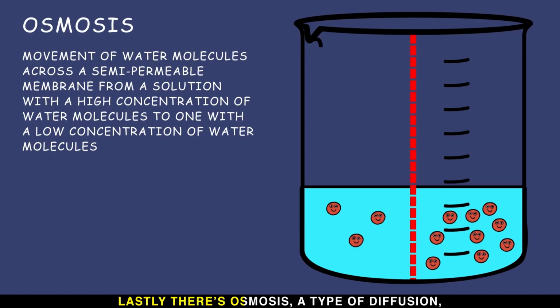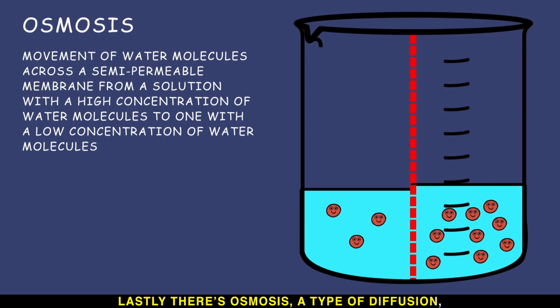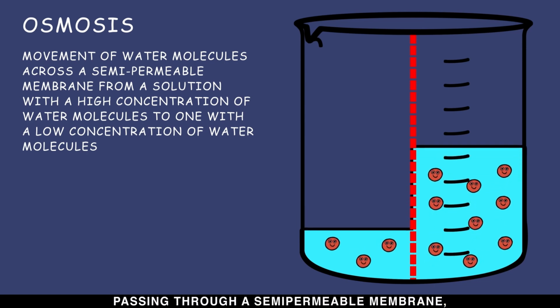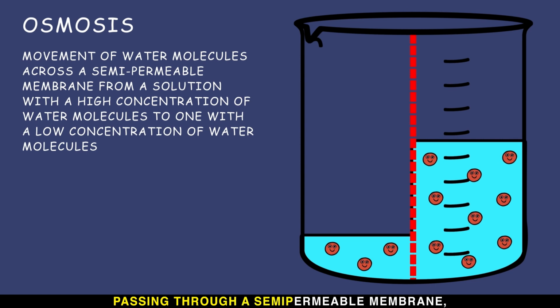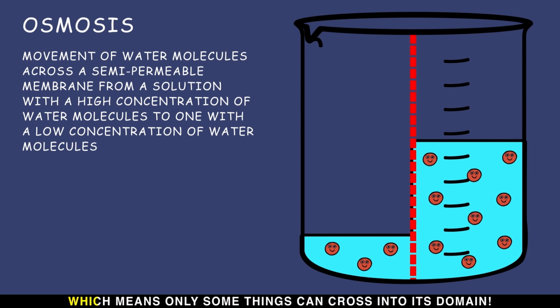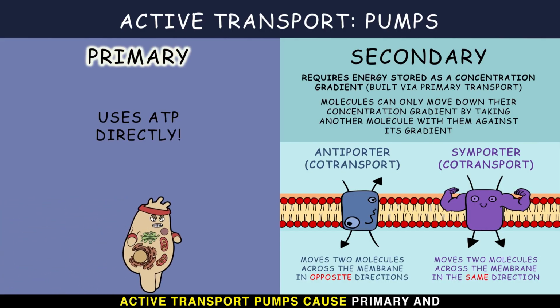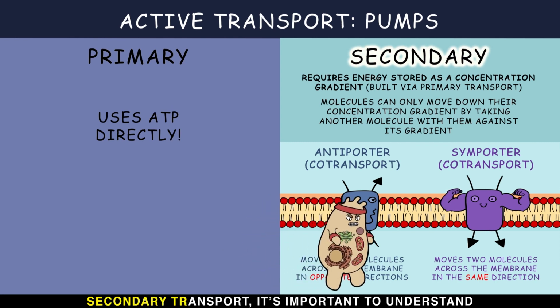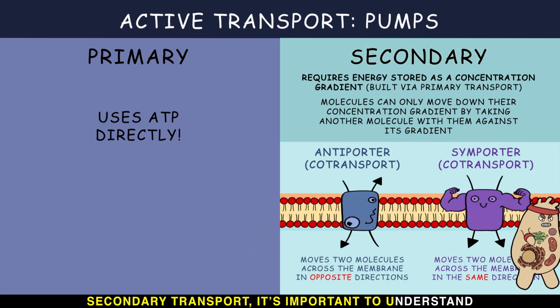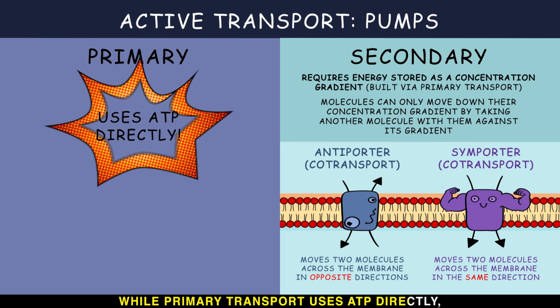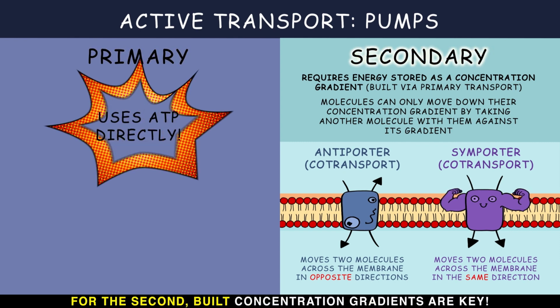Lastly, there's osmosis, a type of diffusion, where water pursues a lower concentration, passing through a semipermeable membrane, which means only some things can cross into its domain. Active transport pumps cause primary and secondary transport. It's important to understand. While primary transport uses ATP directly, for the secondary, concentration gradients are key.